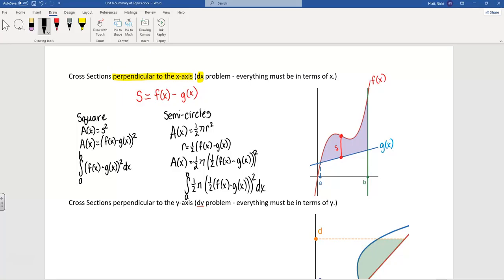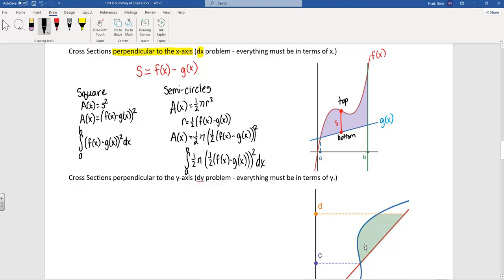Yes? So for cross sections perpendicular to the x-axis, it's always going to be top minus bottom. Yes. And that will be dx all the time. Dx, yes.